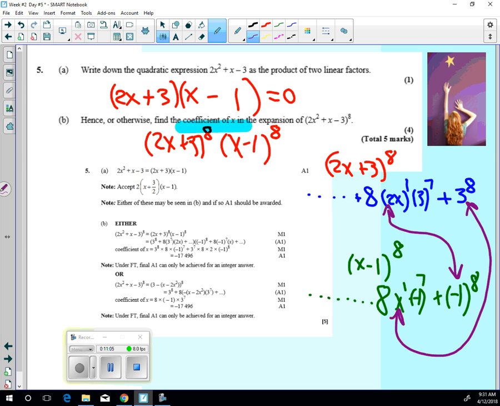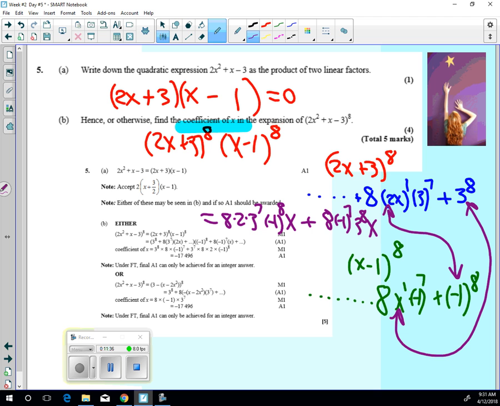So then what will happen is I want this product, and I want this product, don't I? So if we took 8 times 2 times 3 to the 7th times negative 1 to the 8th x and added it to 8 times negative 1 to the 7th times 3 to the 8th times x, this should give it to me, and I'm going to need your help.